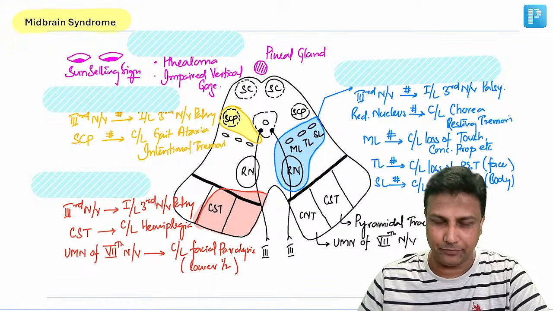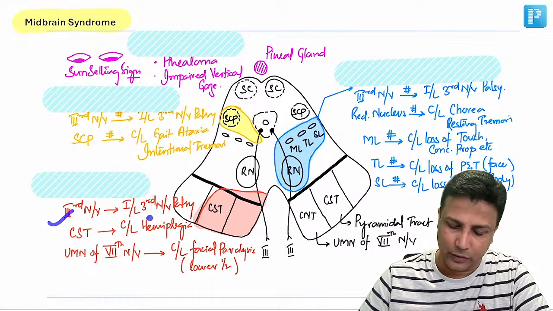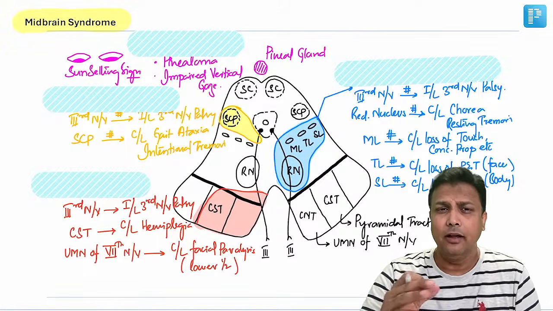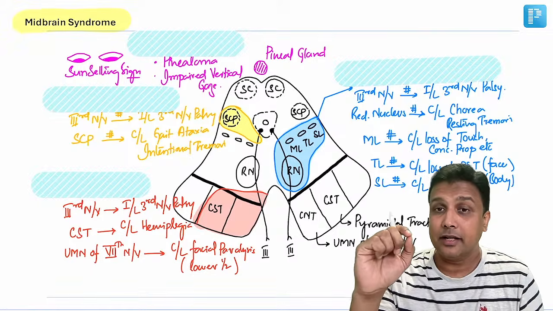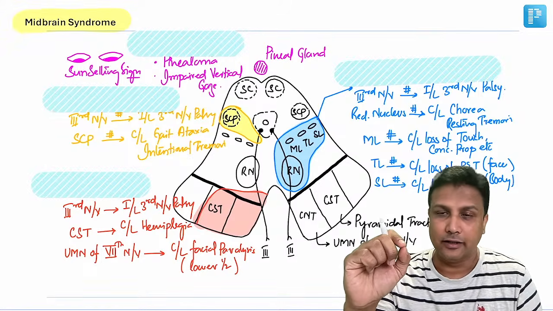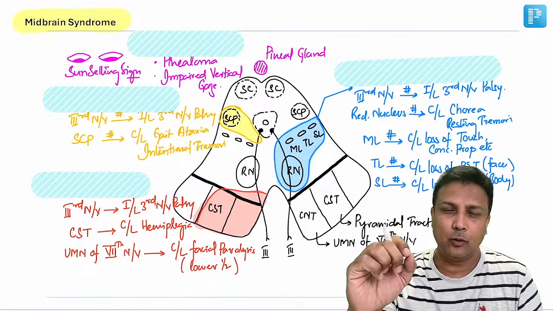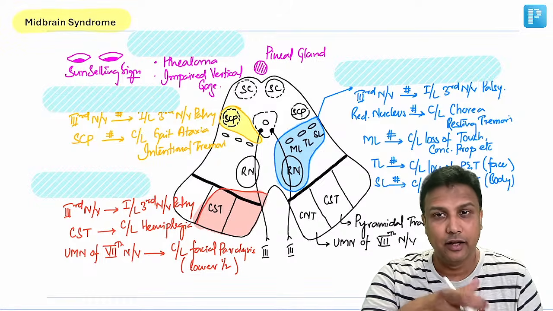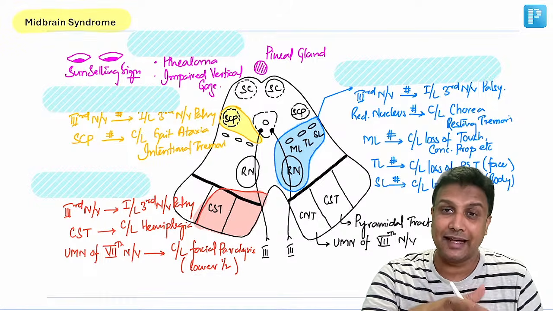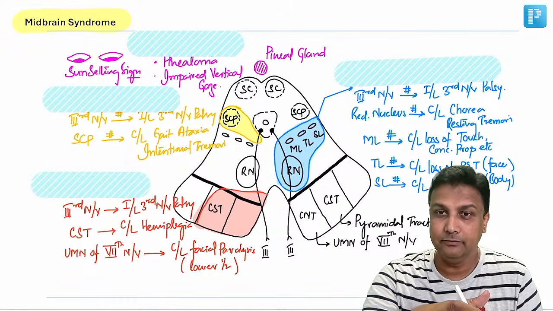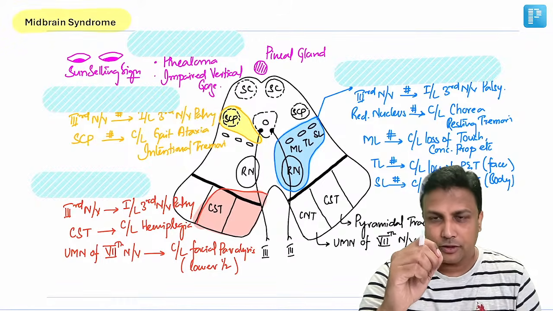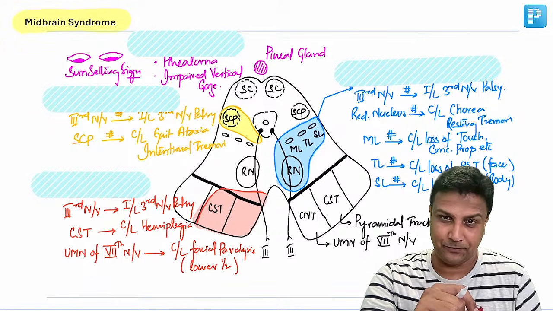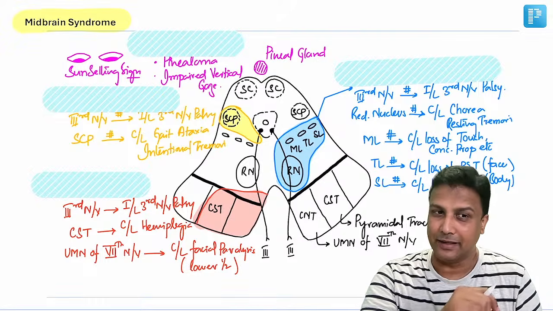What is going to happen? If the third nerve is involved, we know very well there is a classical thing: third nerve palsy will occur on the ipsilateral side. Remember, whenever a nerve is getting involved, don't even try to think whether it is contralateral or ipsilateral. The moment you hear the word nerve, it has to be on the same side. So if the third nerve is involved, it will be ipsilateral third nerve palsy, guys.